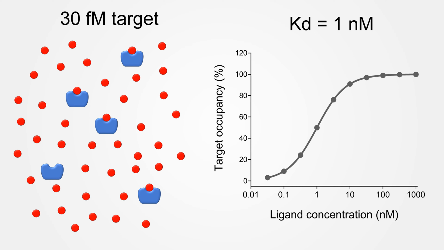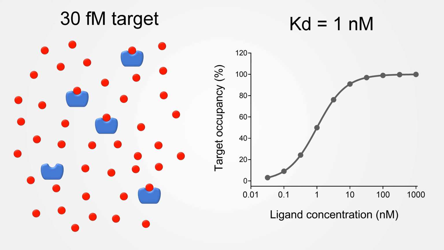In the olden days, the concentration of target in the assay was always really low, in the femtomolar range, as represented by this diagram here. On the right is a target occupancy curve for a target concentration of 30 femtomolar and a ligand with a binding affinity Kd of 1 nanomolar.